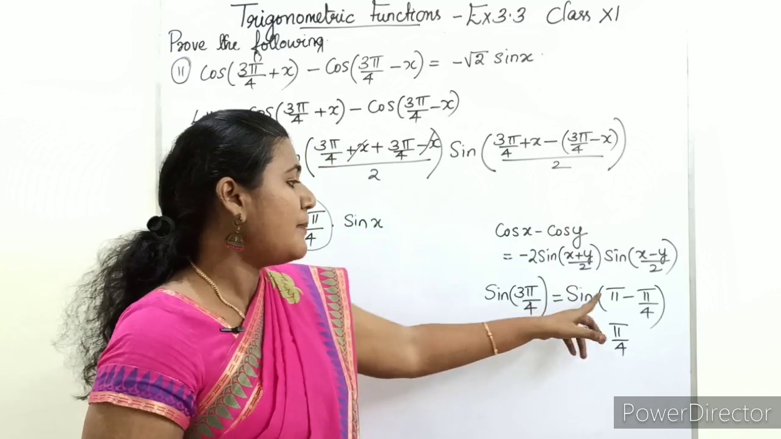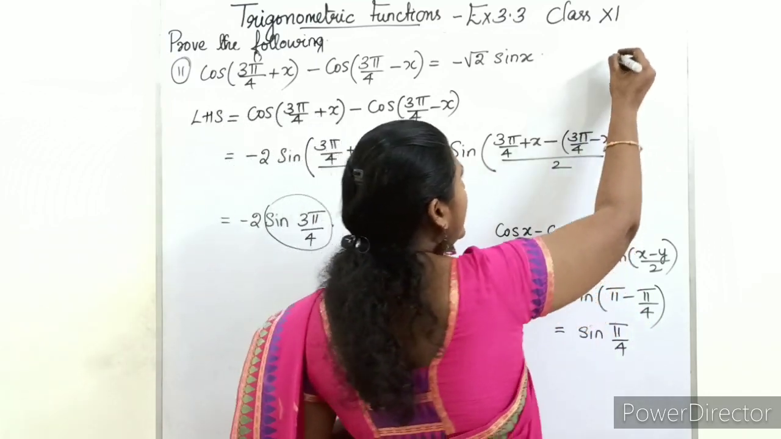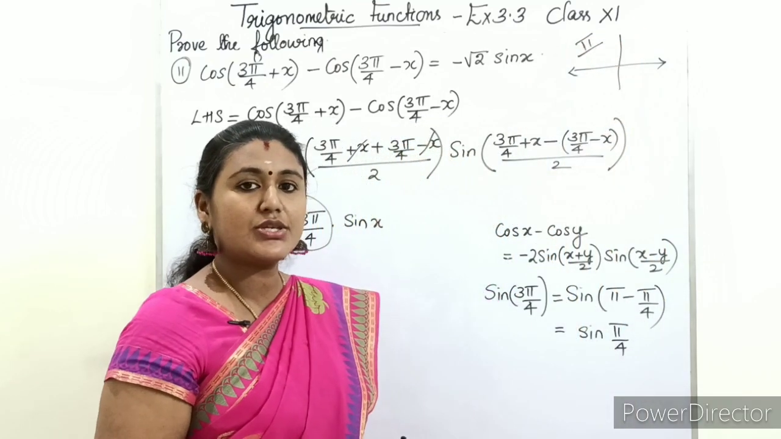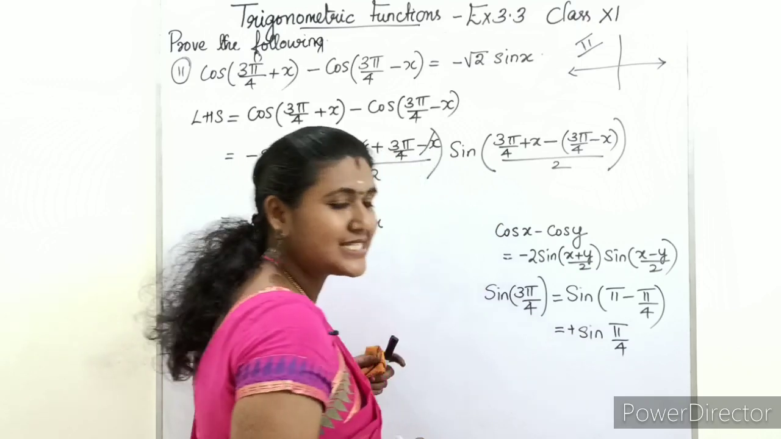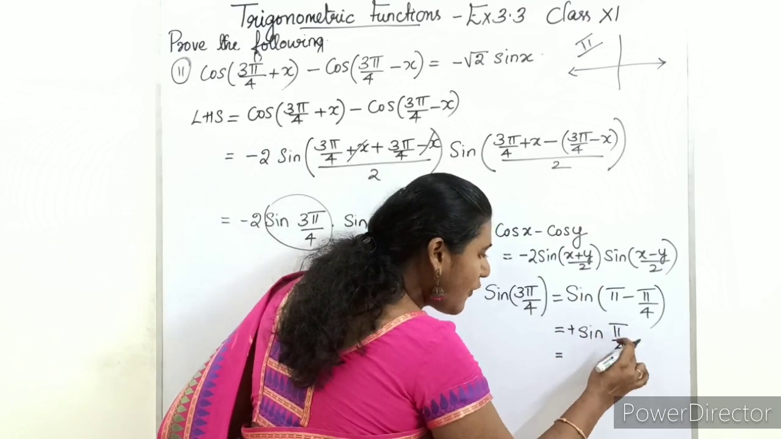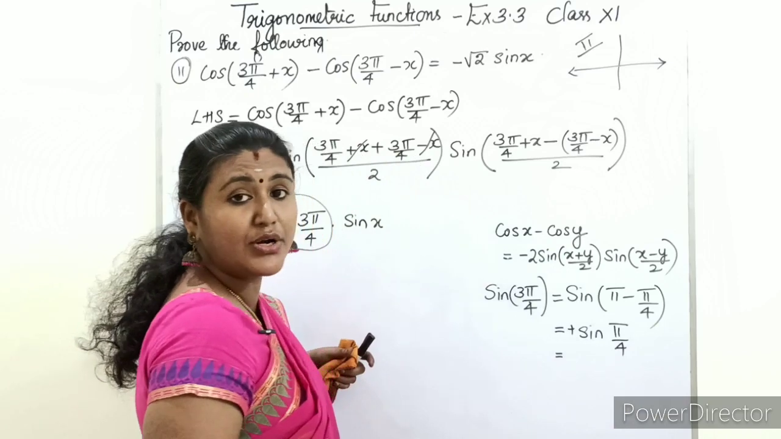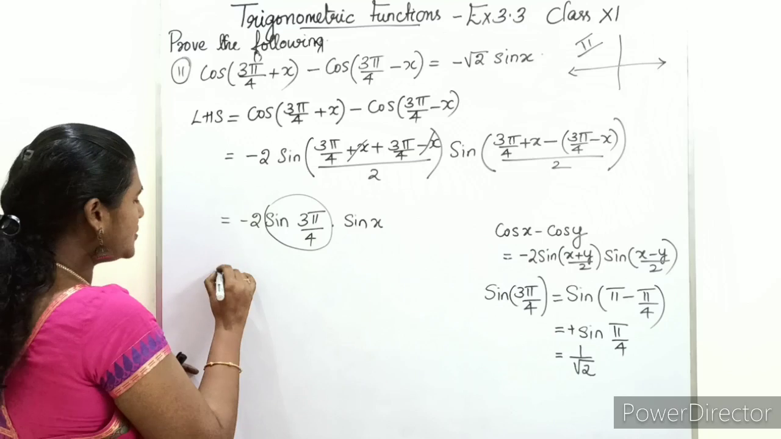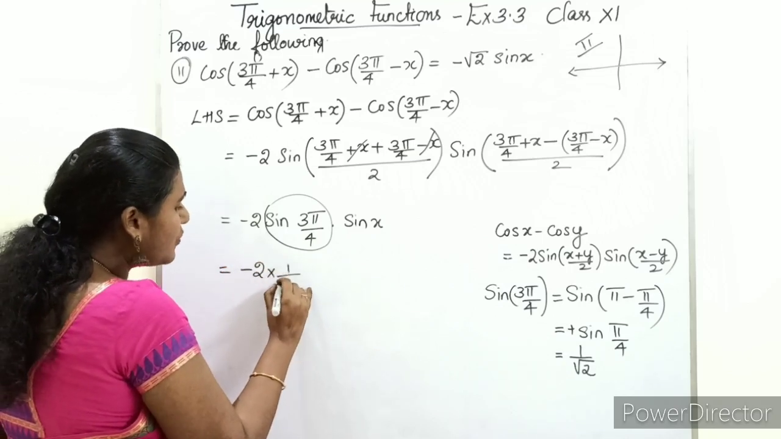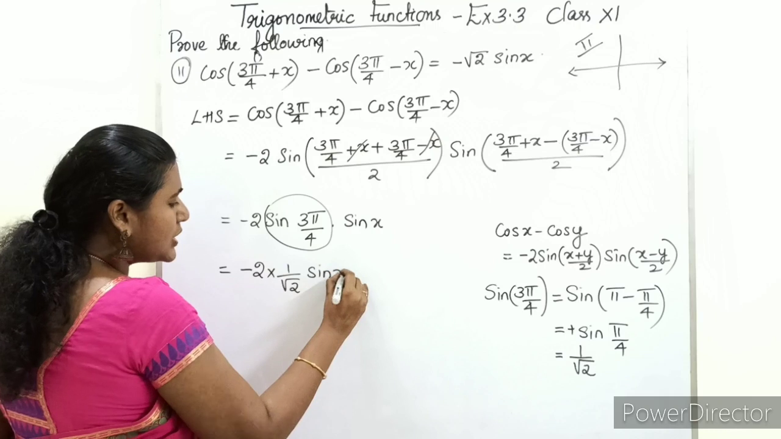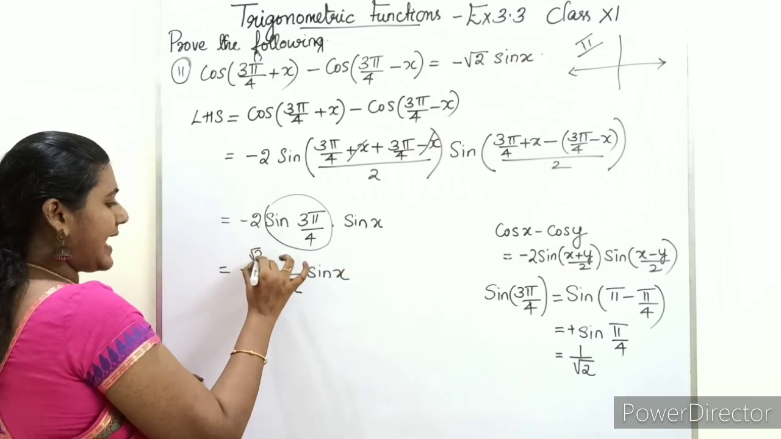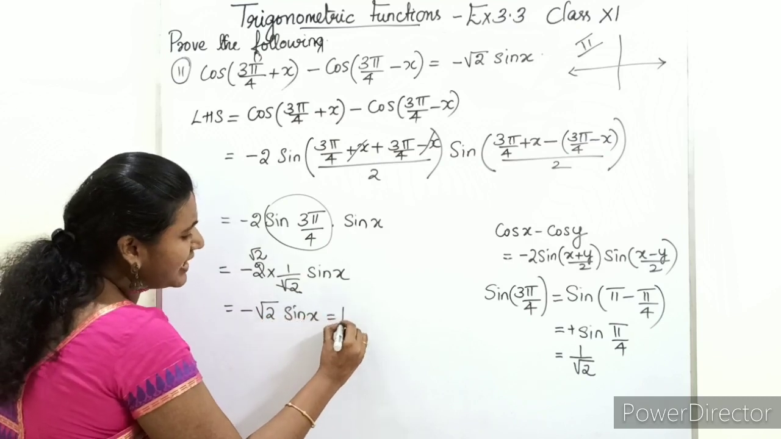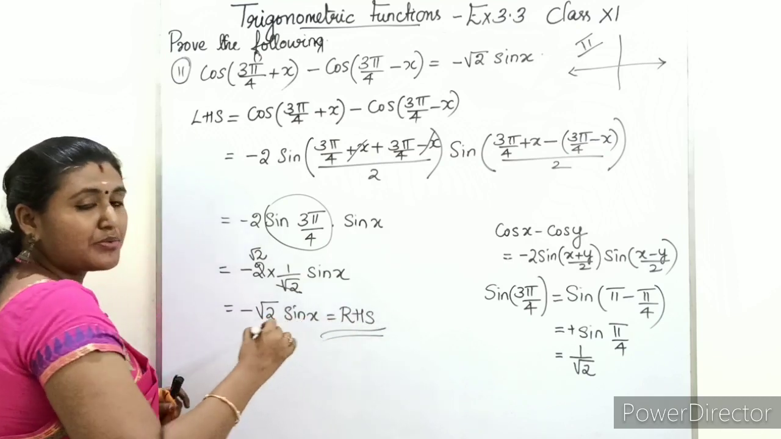Now the sign. π − π/4 means it is in the second quadrant. In the second quadrant the sine ratio is positive, so the answer is plus sin π/4. π/4 is 45°, so sin π/4 is sin 45, its value is 1 by √2. So this value we will substitute here: −2 into 1 by √2 into sin x. Here √2 and this 2 will get cancelled, so you will get −√2 sin x. So this is our RHS. This is how you have to simplify.